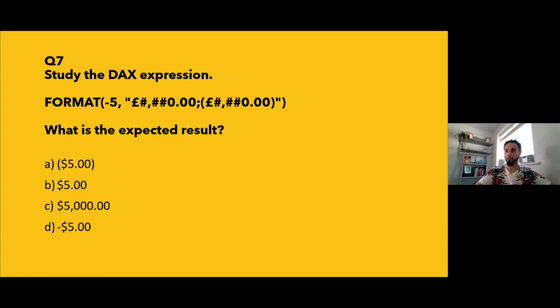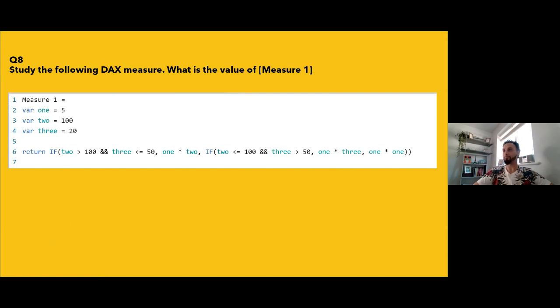Okay, question 8. Study the following DAX measure. What is the value of measure 1? A, 500, B, 100, C, 2000, or D, 25. I'll give you a minute or two just to try and look through that DAX measure. What is the value of measure 1?